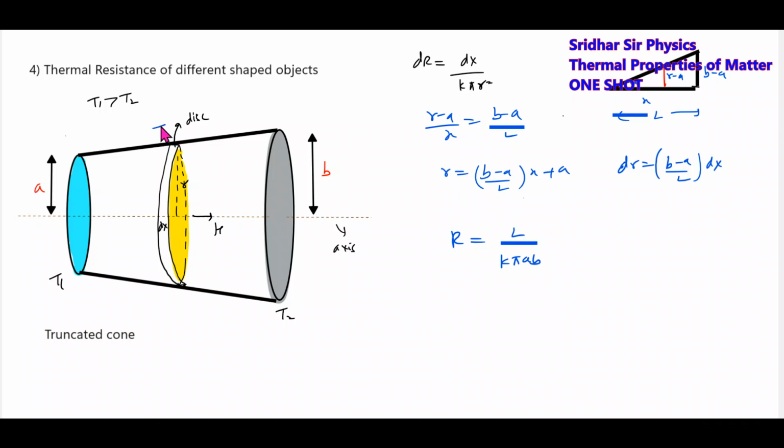Then how to calculate the temperature at a distance x? Same heat will flow. What heat flows is the same heat. So this part and this part, they are in series. Then T1 minus T by left side, say R1. This resistance will be R1. This resistance, let it be R2. Should be equal to T minus T2 by R2.